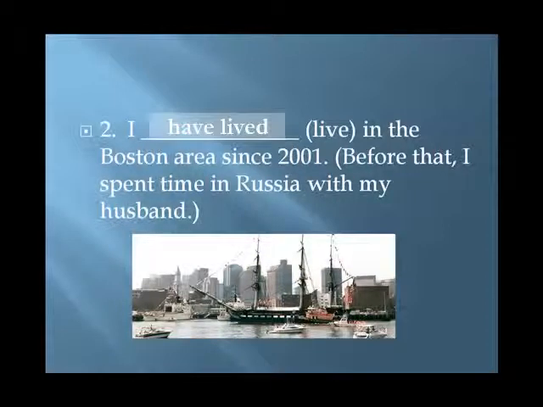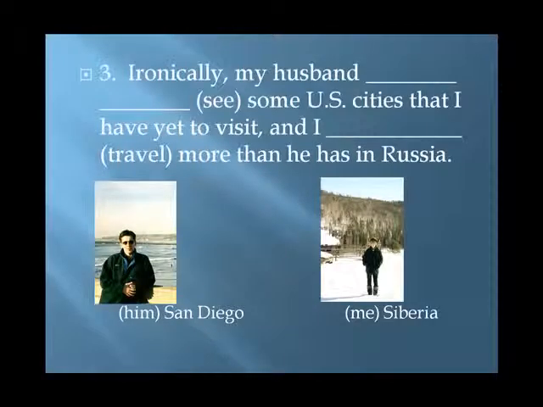Answer: I have lived in the Boston area since 2001. Before that, I spent time in Russia with my husband. Now using a contraction, that first sentence changes to, I've lived. Now try number 3.